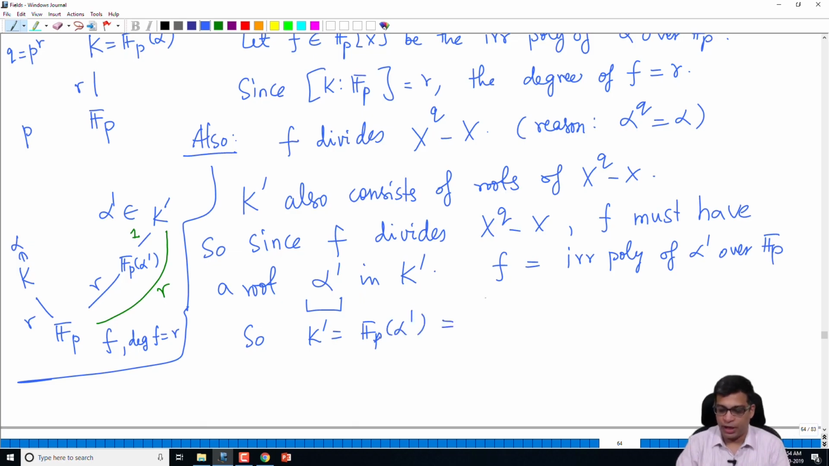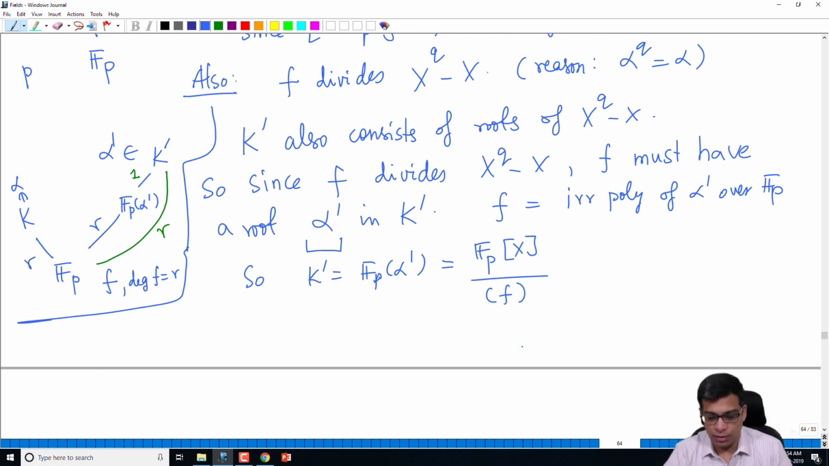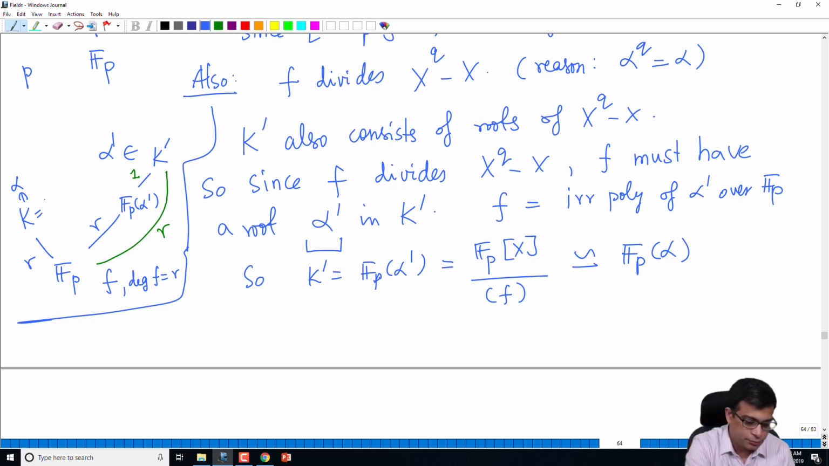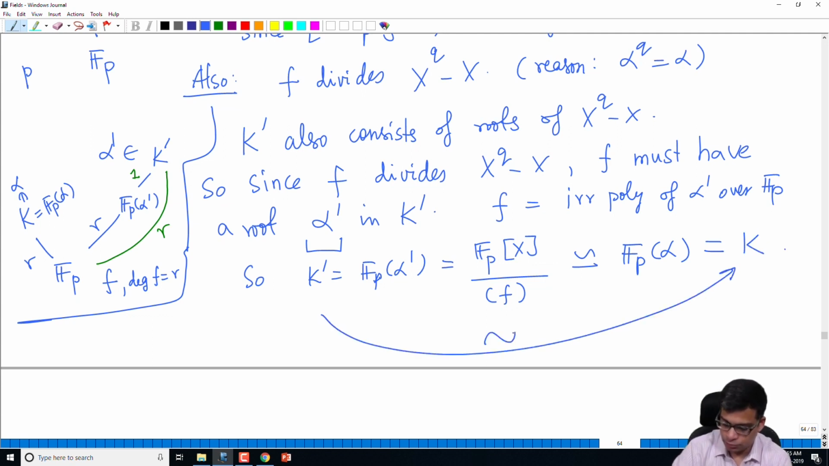But what is Fp(alpha prime)? This is another way of writing Fp[x] modulo f, right? This was done in the beginning of our field theory part, because anytime you join an algebraic element, it is isomorphic to this ring modulo the ideal generated by the irreducible polynomial of that algebraic element. But this is also the same as Fp(alpha), because Fp(alpha) is also obtained by going modulo the irreducible polynomial of alpha, which is f, but of course that's k. Okay, so k is isomorphic to k prime as required.